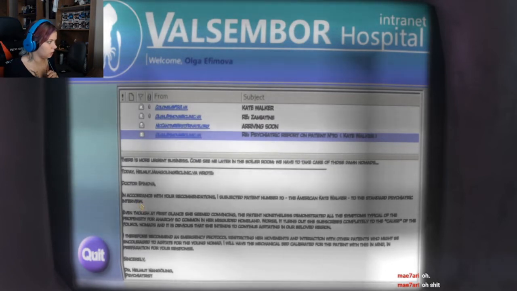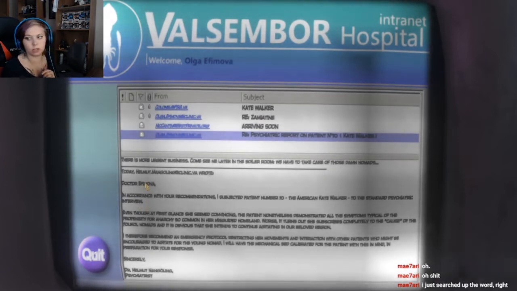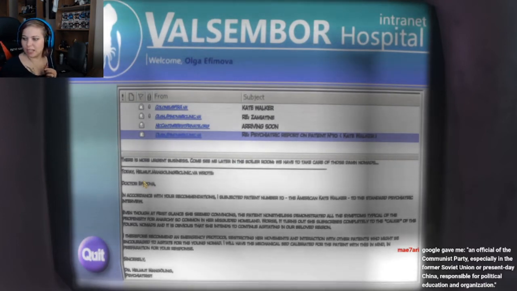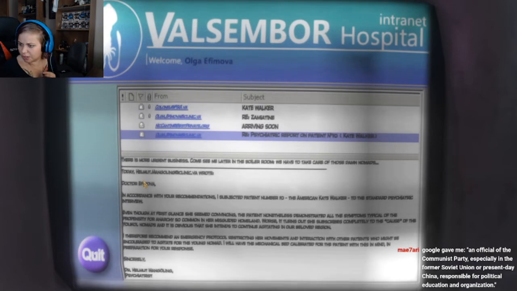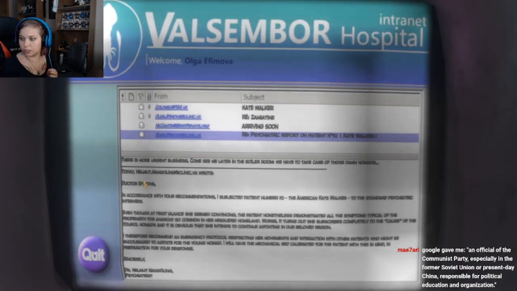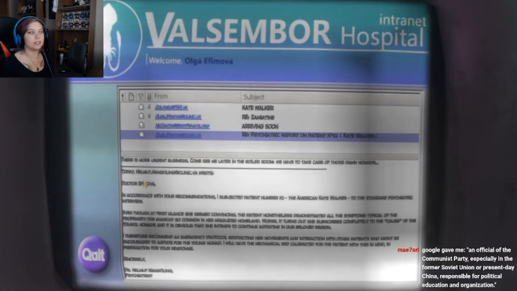Dr. Olga, in accompaniment... I'm saying Dr. Olga because I don't know how to say her last name. I just searched up the word. What does it mean? Google gave me an official of the Communist Party, especially in the former Soviet Union or present-day China, responsible for political education and organization. Oh.